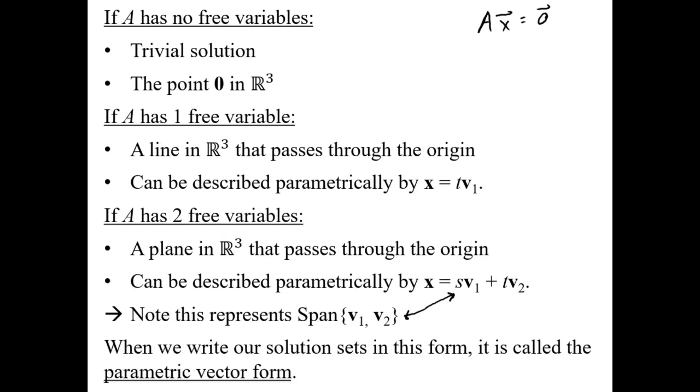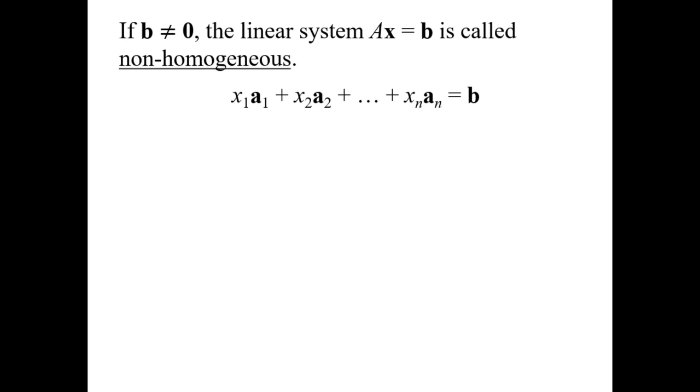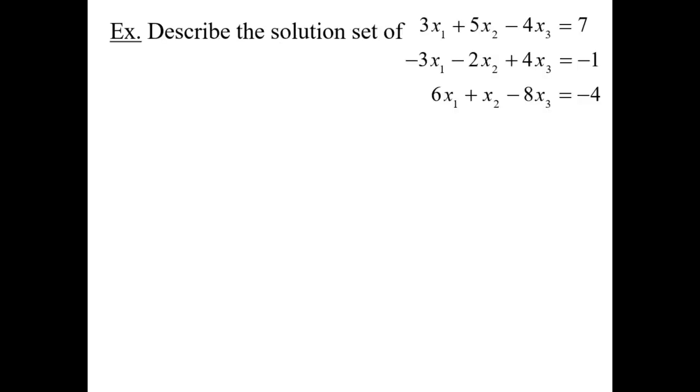So this whole slide is all about parametric equations. I'm sorry, that's not what I meant to say at all. This whole slide is about homogeneous equations. That's what I meant to say. Now let's look at non-homogeneous. Non-homogeneous means that now the right side is non-zero. So now that equation AX equals B, we can call that non-homogeneous. Let's describe the solution set of this one.